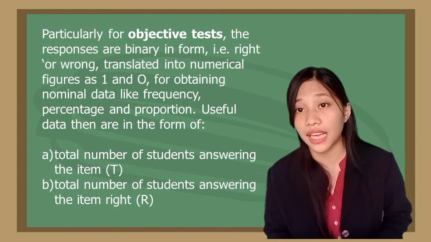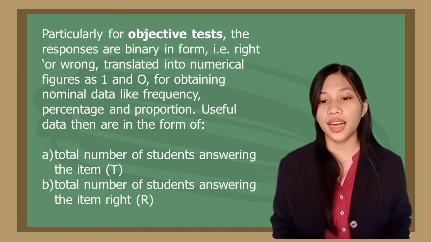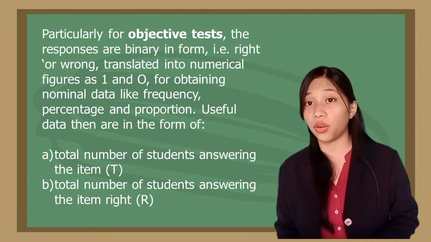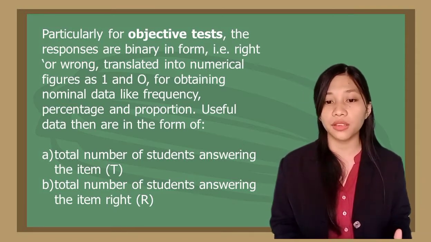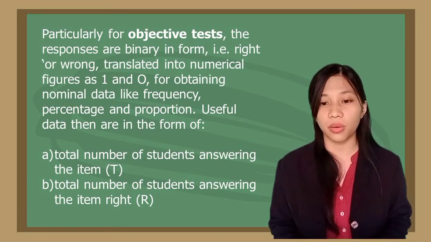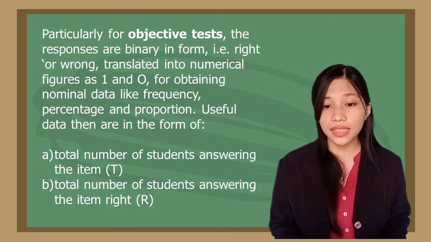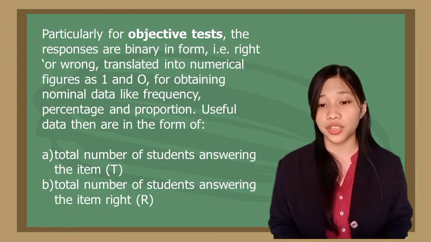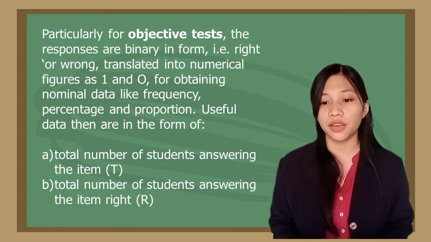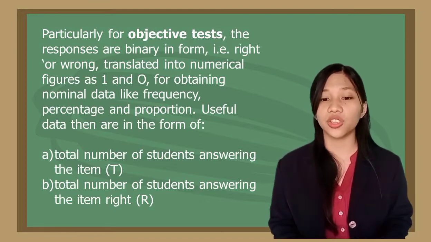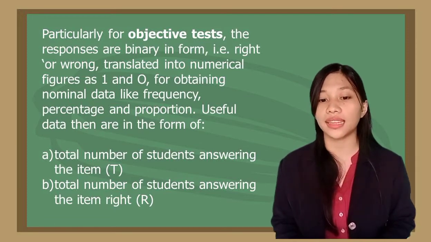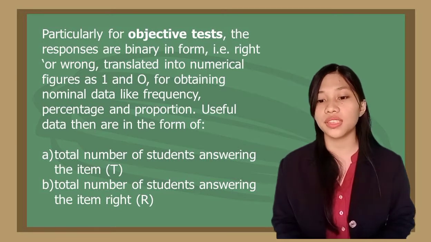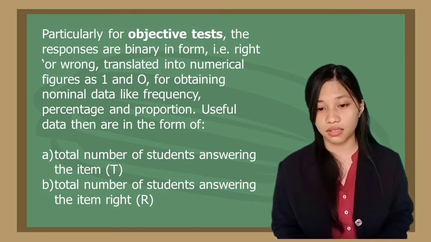Particularly for objective tests, the responses are binary in form, for example, right or wrong, or true or false, translated into numerical figures as 1 and 0. For obtaining nominal data like frequency, percentage, and proportion, useful data then are in the form of A, total number of students answering the item, which is the T, and then B, total number of students answering the item right, which is the R.